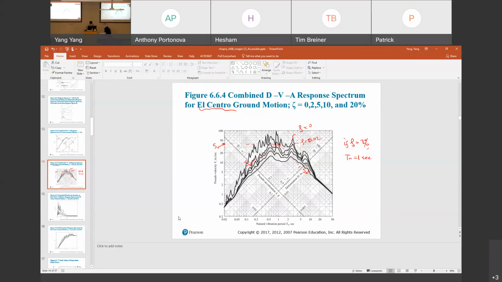Any other questions here? Very good question. When I was in school, it took me a while to figure out how to place these two axes. You can place them anywhere, but with the location changing, the numbers on these two axes will be changed. But in your project, you are only required to provide the acceleration response or displacement response spectrum, one of them.